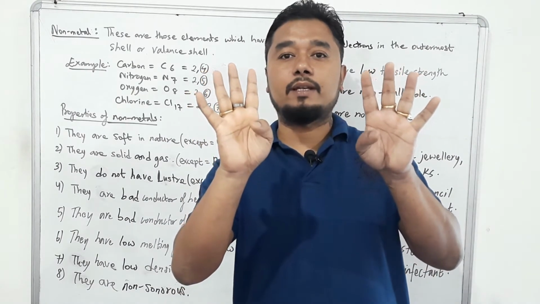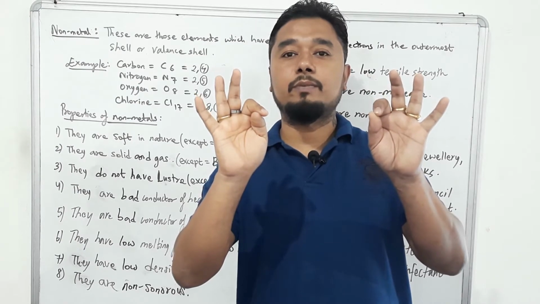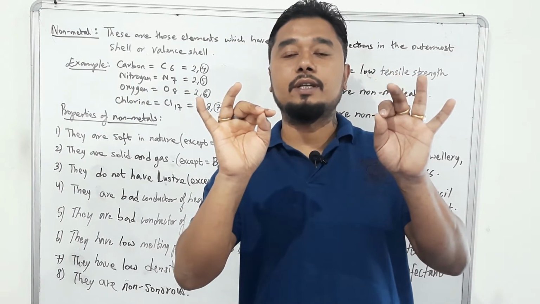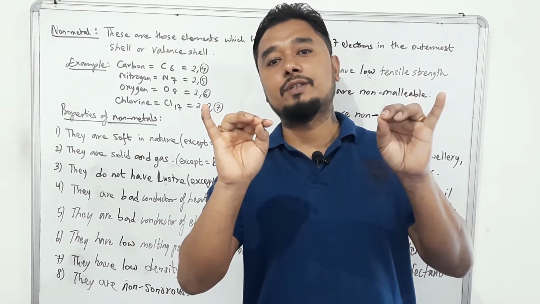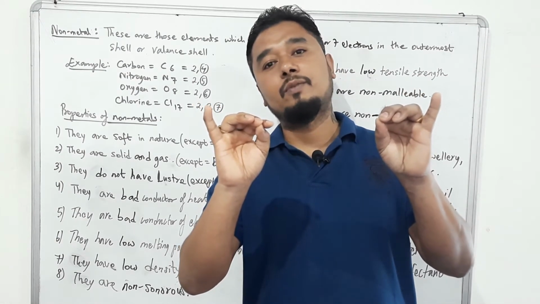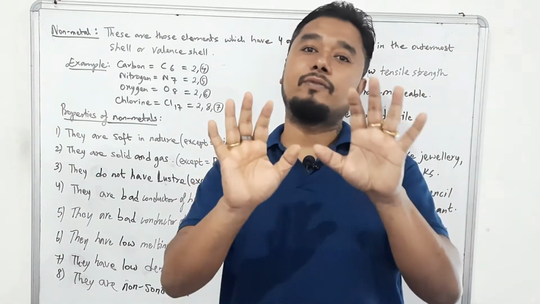Metals have luster, non-metals don't have luster. Metals have high melting point, boiling point. Non-metals have low melting point, boiling point. Metals are good conductors of heat and electricity. Non-metals are bad conductors of heat and electricity. Metals have high density, non-metals have low density. Okay, so see here, 4 points. Metals are malleable and ductile. Non-metals are non-malleable and non-ductile.